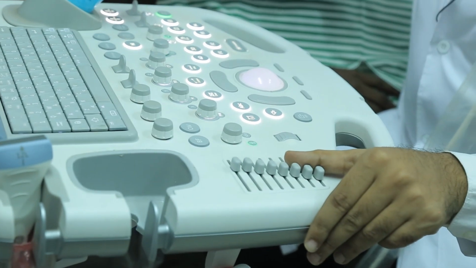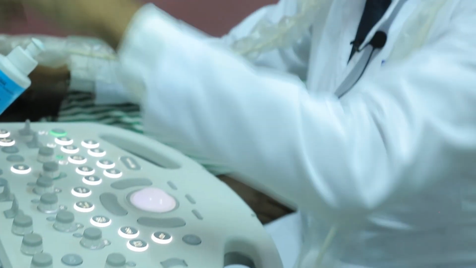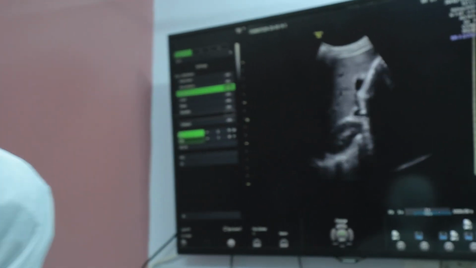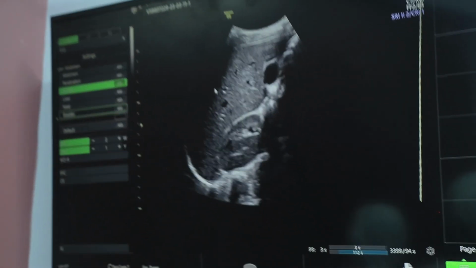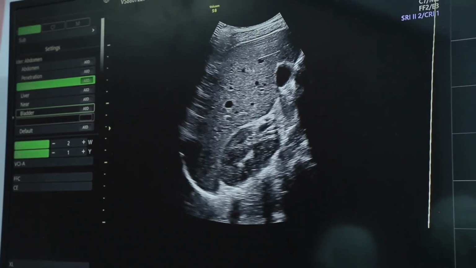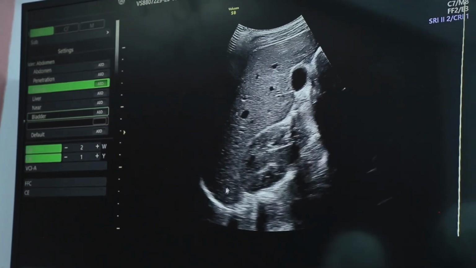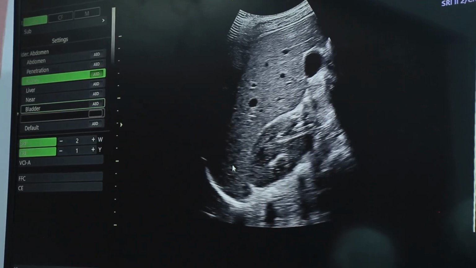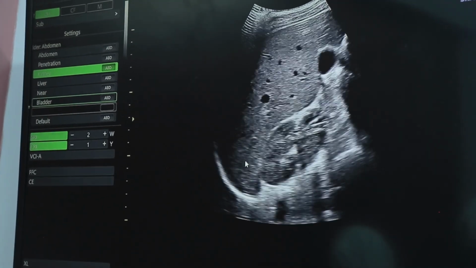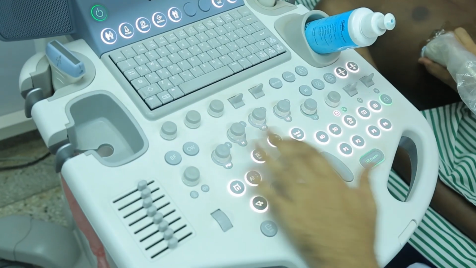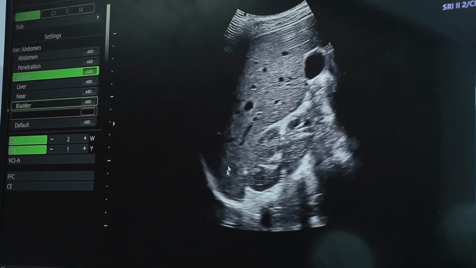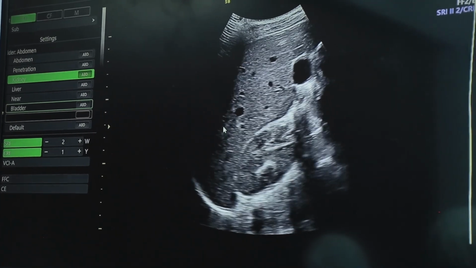In other words, the image that you're seeing should appear homogeneous. Homogeneous meaning that the image quality that is up here should be equal to the image quality down here. So that is called adjustment of the TGC gains to ensure homogeneity of the image. This is our liver tissue here.